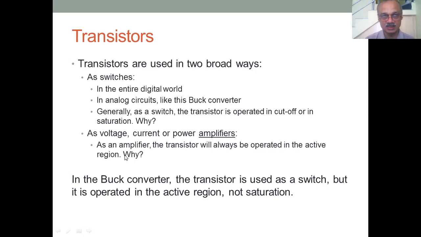Okay, a tractor is passing. Because it is only in the active region that the transistor has a current gain. For a bipolar transistor, IC is equal to beta IB, where beta is very large, is valid only in the active region. So if you want to use it as an amplifier, of course, we'll use it in the active region. Okay, in the buck converter, we are using the transistor as a switch, but we are not operating it in the saturation, we are operating it in the active region. Let us see why.